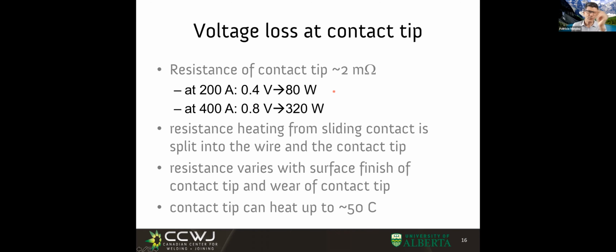Some of that energy goes into the wire. Some of that energy goes into heating your torch. That's why automated torches sometimes are water cooled if you're going to be using them for a long time. The contact tip can get really hot. A contact tip can be 50 degrees and actually can be more than that, from this energy that is generated there. The frictional heating is close to zero, but this contact resistance matters a lot.